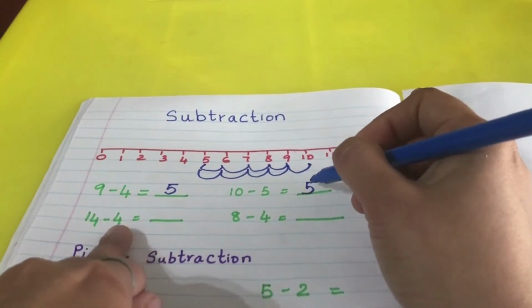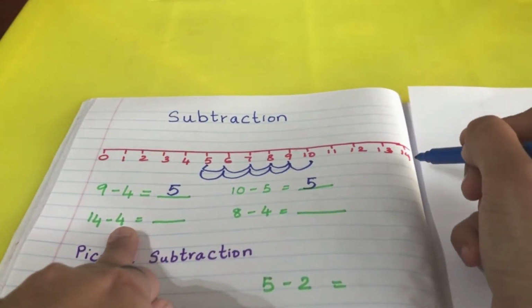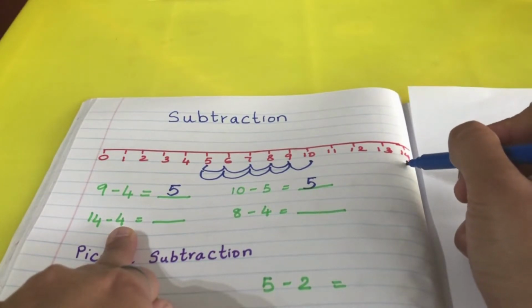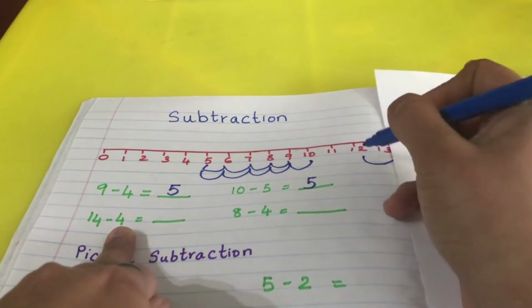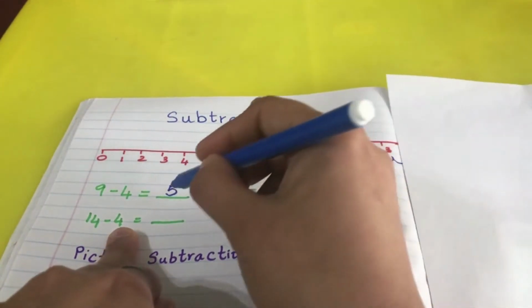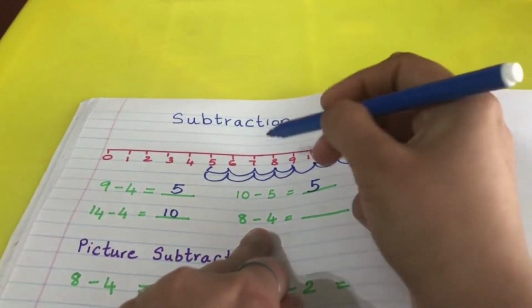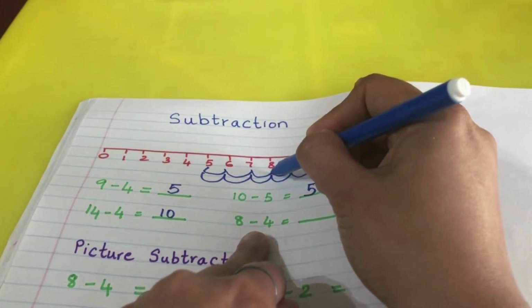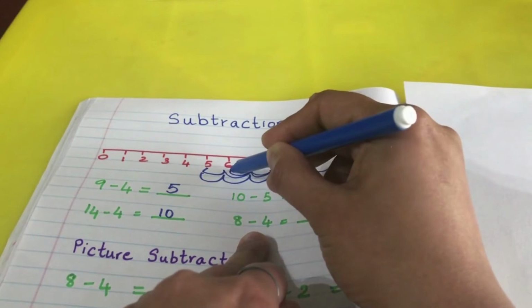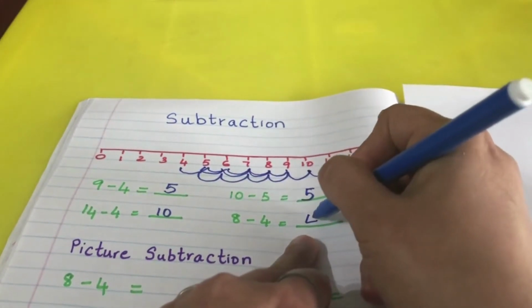Let's move on to the third one. It is 14 minus 4. So what does the kid have to do? He has to find number 14 and jump backwards 4 steps. 1, 2, 3, 4. So the answer is 10. Last one is 8 minus 4. So he has to find number 8 and take 4 steps backwards. 1, 2, 3, 4. So the answer is 4.